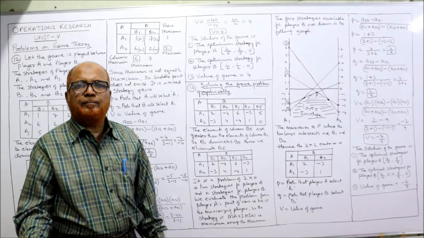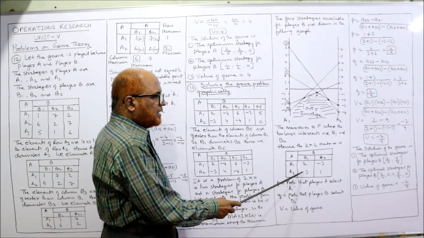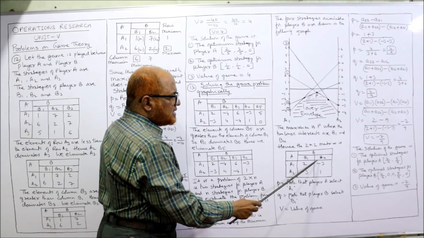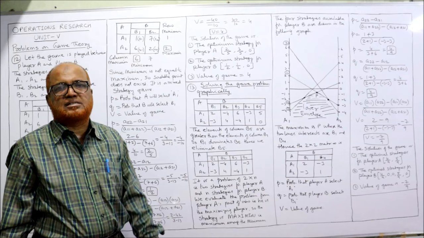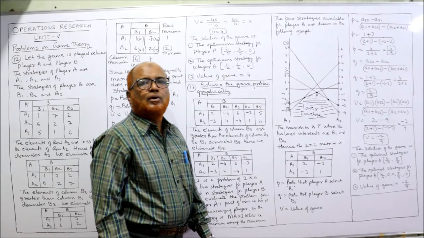Now the formula for P: A22 minus A21, so 1 minus into minus 3, minus into minus will become plus, so 1 plus 3, 4. Here 2 plus 1, 3, minus, minus 3, minus 3. When you add up minus 3, minus 3, it will become minus 6, right? So in bracket, it will be minus 6. So minus into minus will become plus 6. So 4 divided by 3 plus 6, 9, 4 by 9. So 4 by 9 is the probability P.